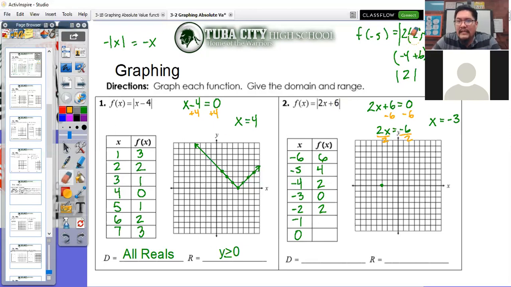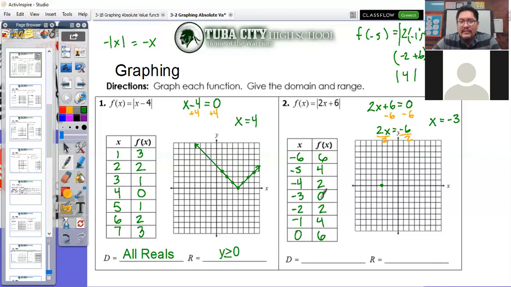So let's go ahead and plug in -1. So I'm going to plug in -1 right here. 2 times -1, well, that'd be -2. 6 minus 2 is 4, and absolute value of 4 is going to stay 4. And then 0, okay, so that one should be kind of easy. 2 times 0 is 0 plus 6. Well, 0 plus 6 is going to stay 6. And absolute value of 6 is going to also be 6.